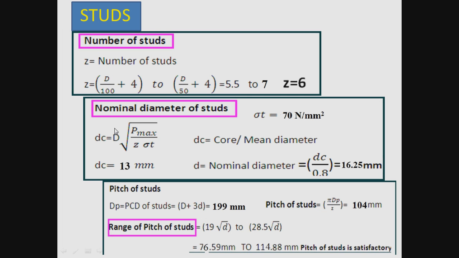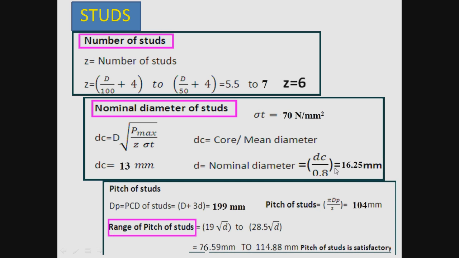Nominal diameter of studs is given by the formula dc is equal to d into square root of p max by z into sigma t. So d is bore diameter, it is 150, p max is 3.2, z is number of studs, it is 6, sigma t is allowable stress for studs. In the problem, allowable stress for studs given is 70 Newton per mm square. So if you substitute all the values, you will get dc equal to 13 mm.